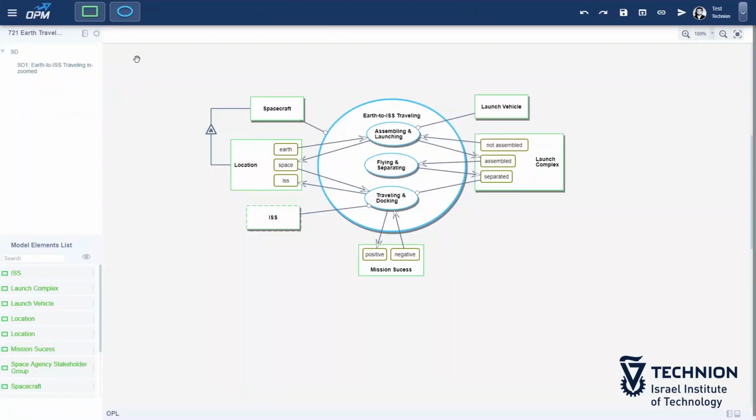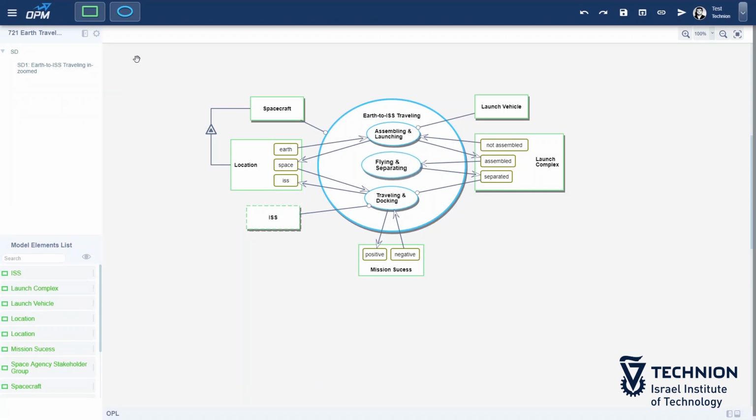So let us zoom into the main process and see how we can model the various possible journey durations from Earth to the ISS. Modeling the sub-processes of the main process, we begin with assembling the launch complex and launching it into space. Assembling and launching requires two objects: the spacecraft, which is the payload or shuttle, and the launch vehicle or rocket, which carries the spacecraft to outer space.